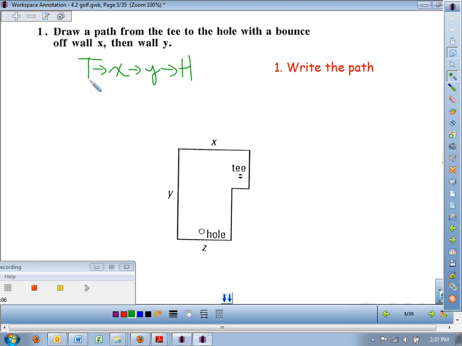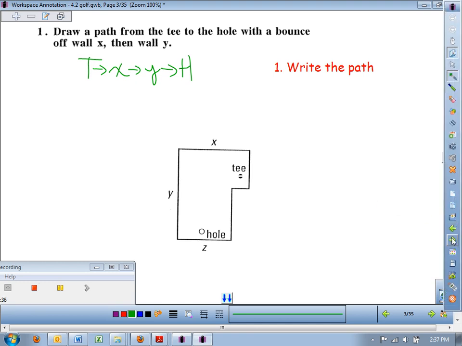Capital T, since that's a point. The ball is sitting right there. It's more like a point. Then we want it to hit wall X, which is more like a line, a segment, so a lowercase cursive letter. Then we want it to hit wall Y. Then we want it to go in the hole, which is more of a point, so that's a capital letter. From T to X to Y to H, we want to write that path down. And that path is important because the way we're going to do this mathematically is by way of reflections.